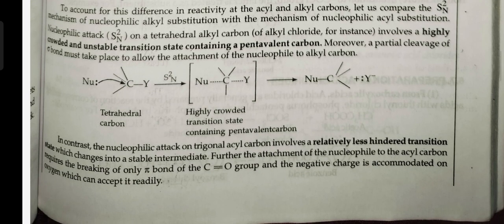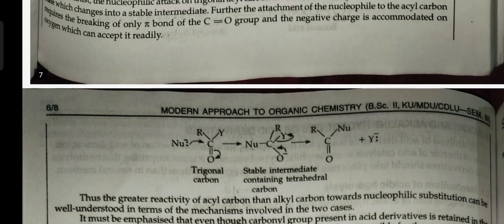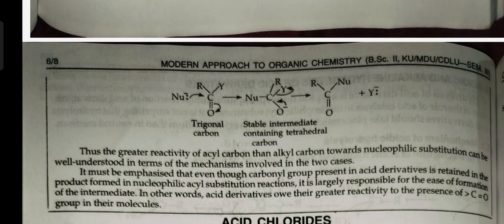In contrast, the nucleophilic attack on a trigonal acyl carbon involves a relatively less crowded transition state which changes into a stable intermediate. Further, the attachment of a nucleophile to the acyl carbon requires the breaking of only the pi bond of the C=O group, and the negative charge is accommodated on oxygen, which can accept it readily. Thus, the greater reactivity of acyl carbon than alkyl carbon toward nucleophilic substitution can be well understood in terms of the mechanism involved in the two cases.